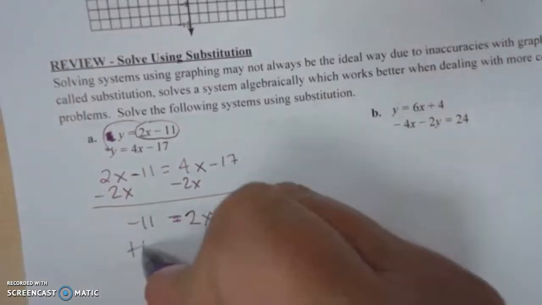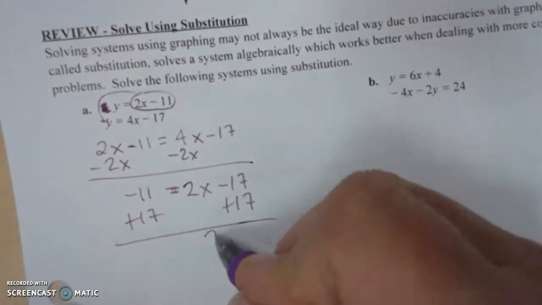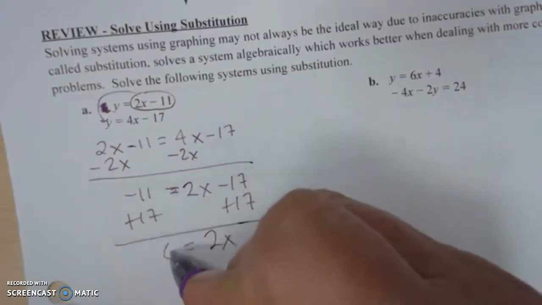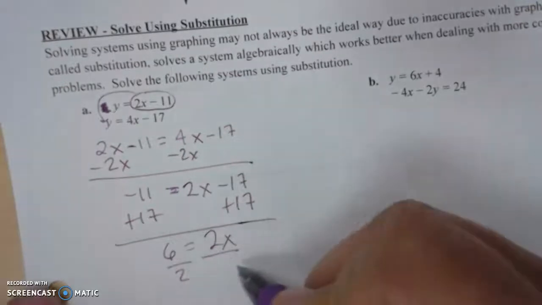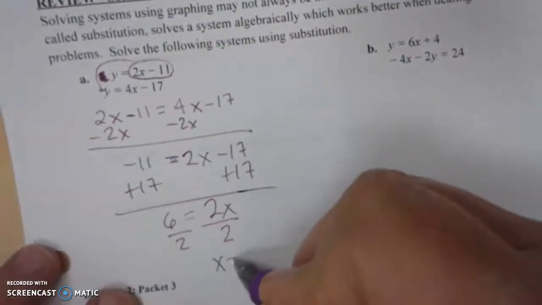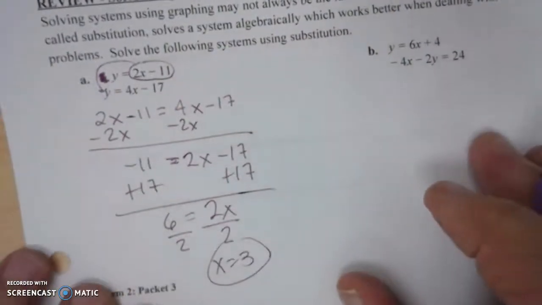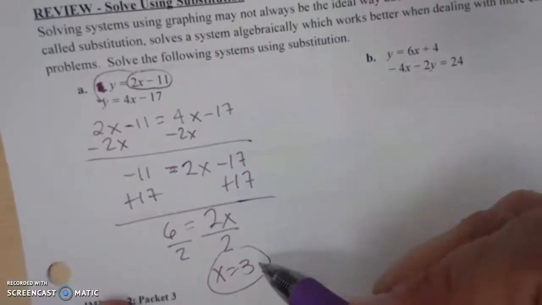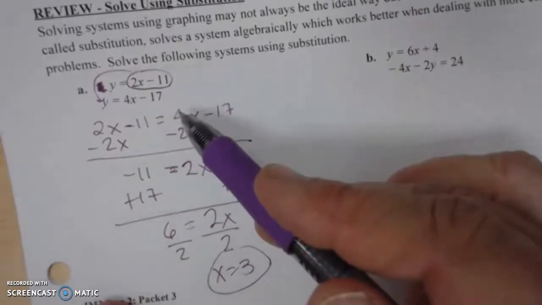So here what I'm going to do is add 17 to both sides. And we're going to get 2x equals 17 minus 11 is 6. Divide both sides by 2. And you get x equals 3. Well, that gives us half of our solution. So I'm going to take that 3, because I want to find the point where these two lines cross.